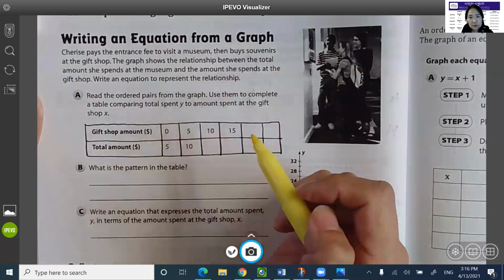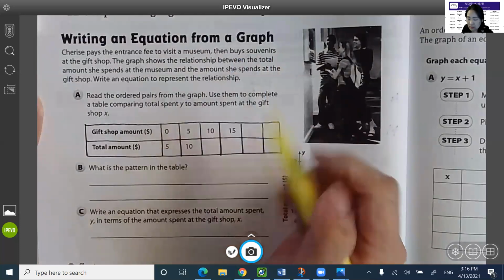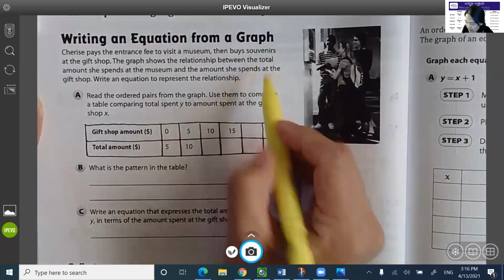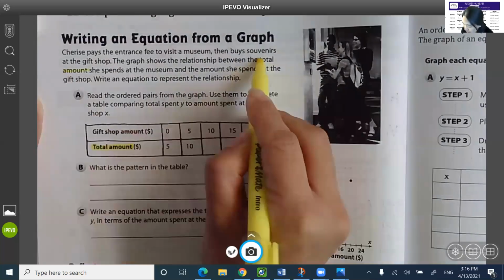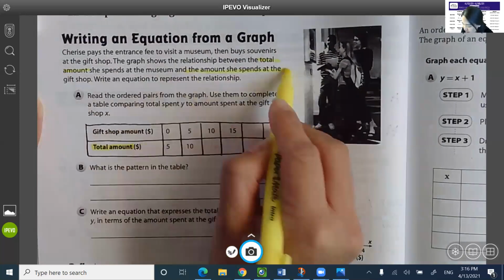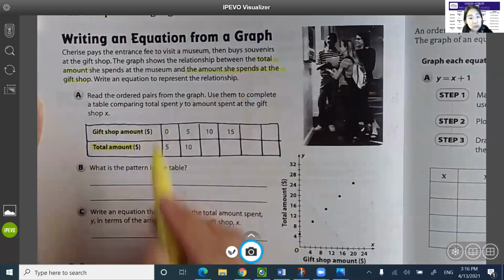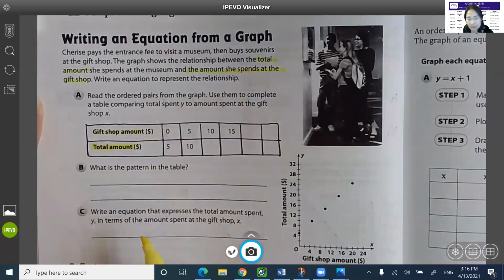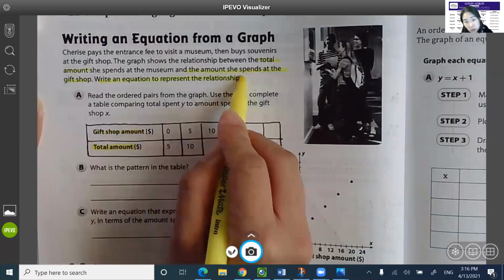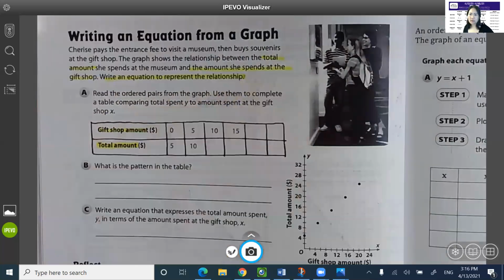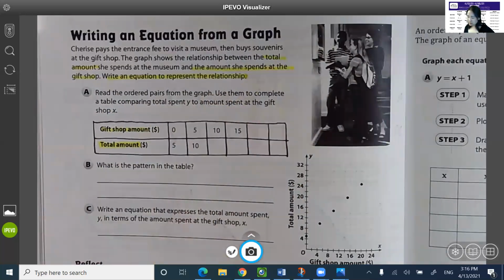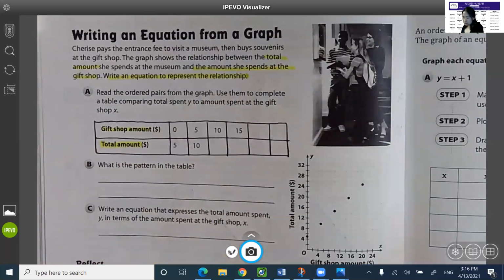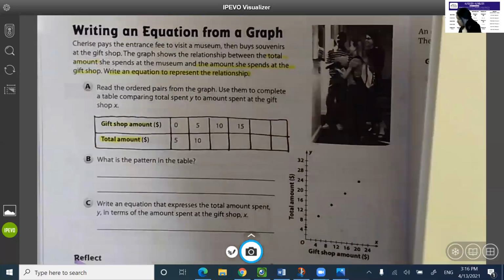The table shows the relationship between the total amount she spends, which is right here, at the museum, and the amount she spends at the gift shop. Write an equation to represent the relationship. So we're not gonna just write it. We need to find some numbers here. So we're gonna go through A, B, and C.